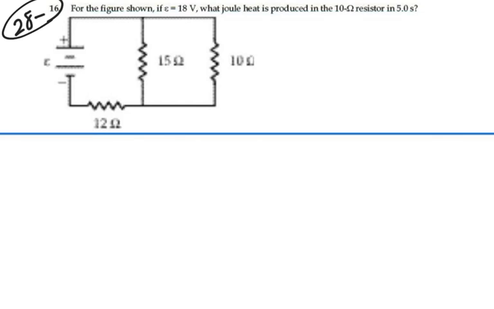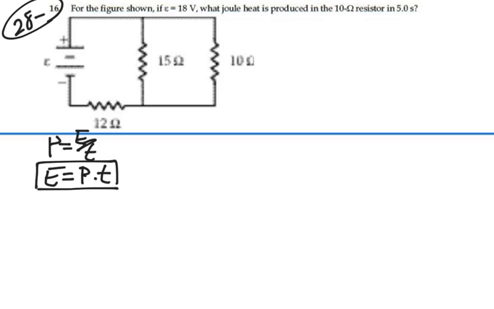Alright, so if we're thinking of trying to find the heat produced, we know that power is energy per time, the rate of energy per time. And so energy will equal power times time. So if we could find the power in that 10 ohm resistor, multiply it by the time, we would get the joule heat produced by that resistor.